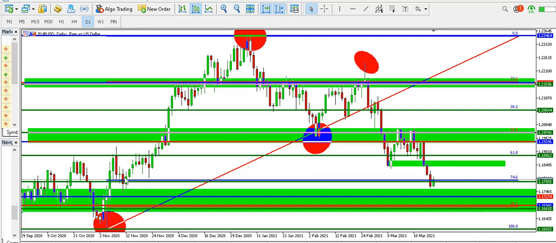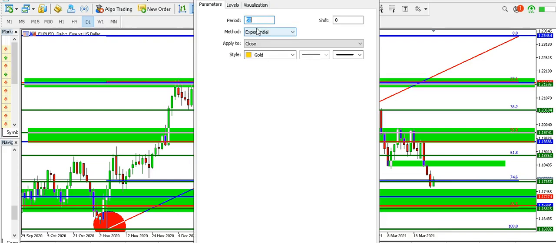To see. Now let's add the moving averages. Adding the moving average, we'll add the 200 simple moving average, color will be blue.